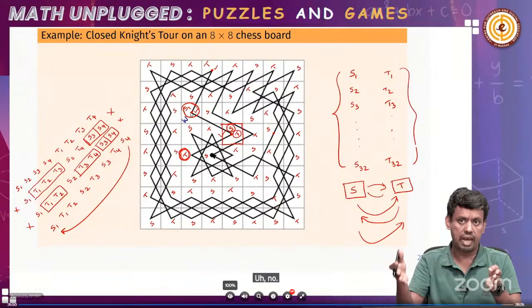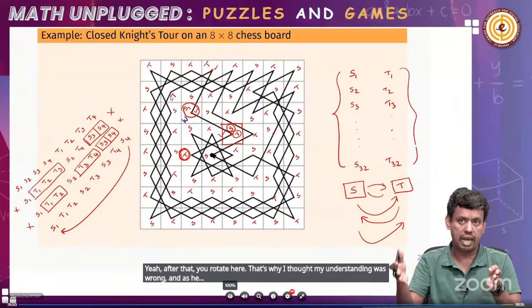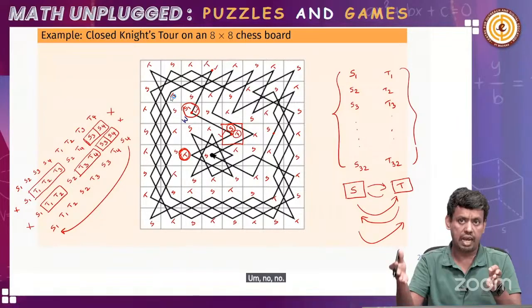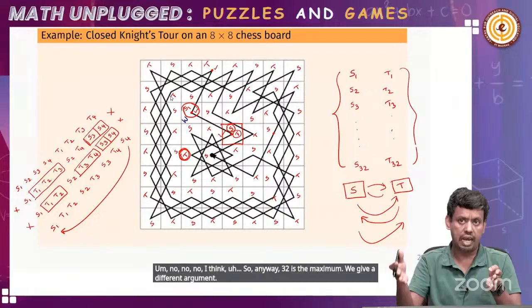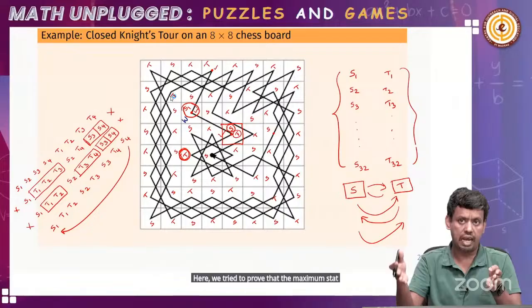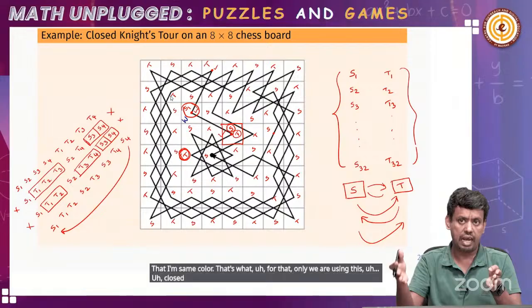No, sir. You tried to explain why it's 32 here and why we have 32 S and 32 T, but after S when it was T here, then after that you wrote T here. That's why I thought my understanding was wrong and asked you. No. Anyway, 32 is the maximum. We give a different argument. Here we try to prove that the maximum is 32 and all the squares are of the same color. That's what we are using this closed knight's tour idea for.